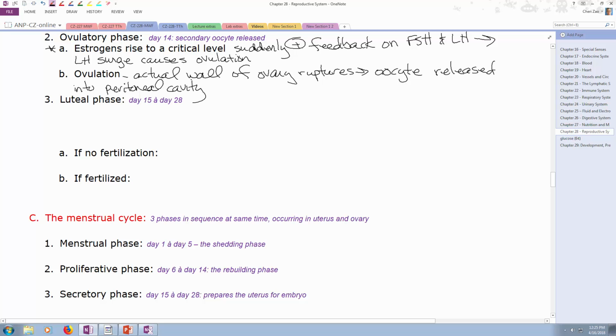Now, is this a primary oocyte or a secondary oocyte? Secondary. Whenever ovulation occurs, we're releasing now a secondary oocyte.